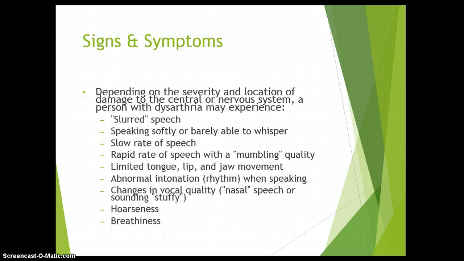Signs and symptoms. Depending on the severity and location of the damage to the central or nervous system, a person with dysarthria may experience slurred speech, speaking softly or barely able to whisper, slow rate of speech, rapid rate of speech with a mumbling quality, limited tongue, lip, and jaw movement, abnormal intonation when speaking, changes in vocal quality, either known as nasal or sounding stuffy, hoarseness and breathiness.